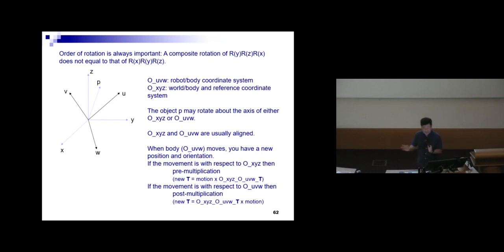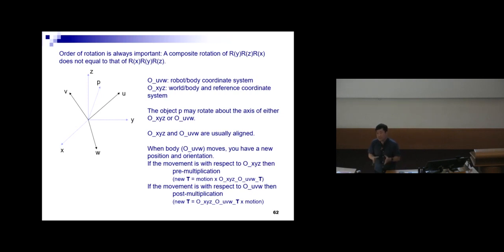So it doesn't mean that you have to rotate. You always have to rotate within the reference frame. And then for the deviation and so on, we usually start with the O, x, y, z, and O, u, v, w usually aligned. If they are not aligned, you need to do a pre-multiplication to actually make them align.